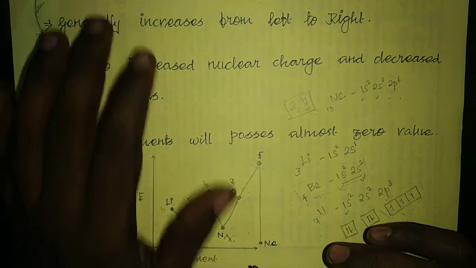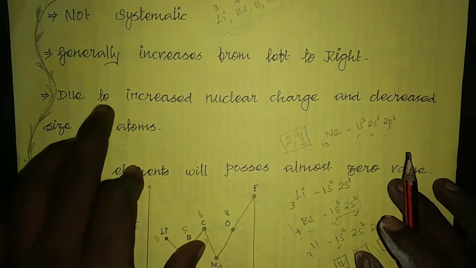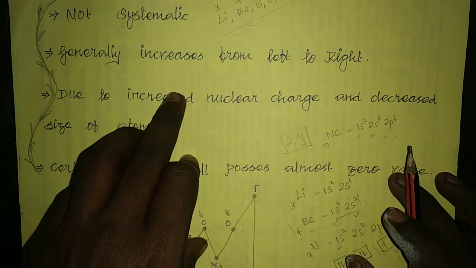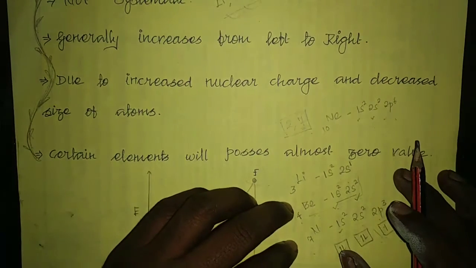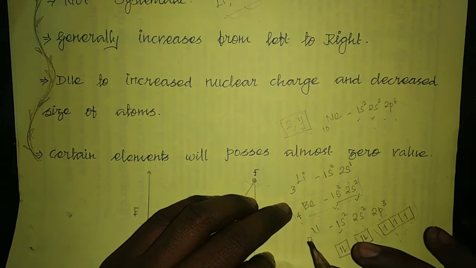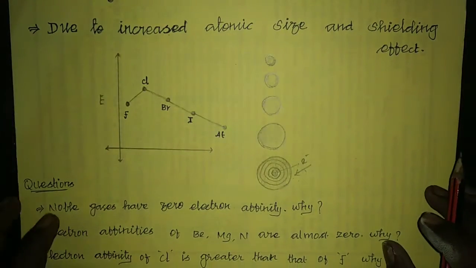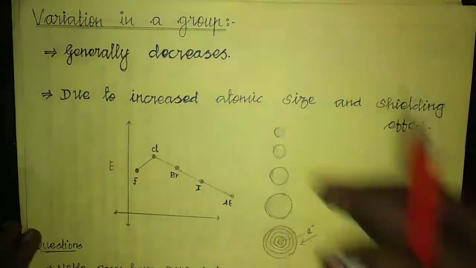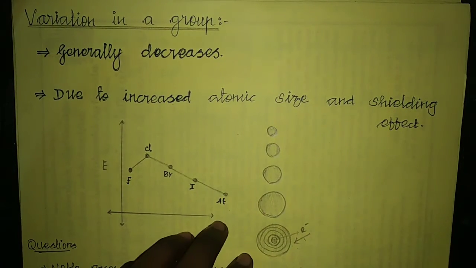Okay. So in a period we have seen that it is not varying in a systematic way, but generally it increases. So this we have seen in this concept. With this the variation in a period is over. Then we have the variation in a group, so that we will see in the next one. Variation of electron affinity in a group.